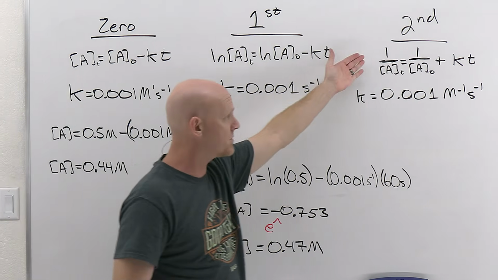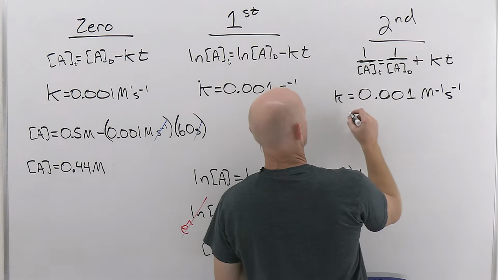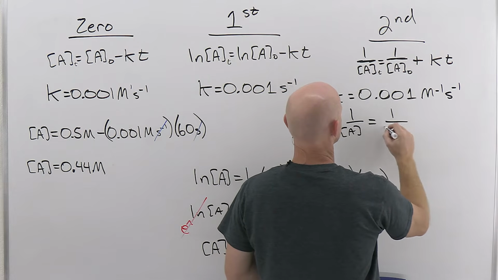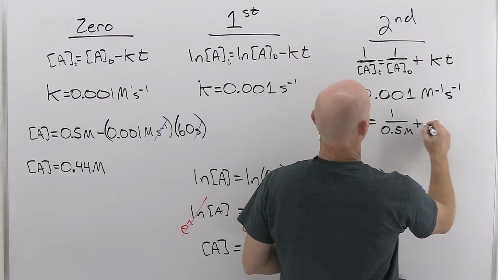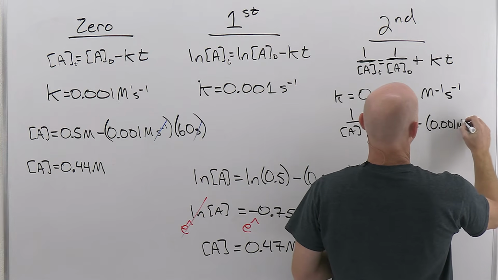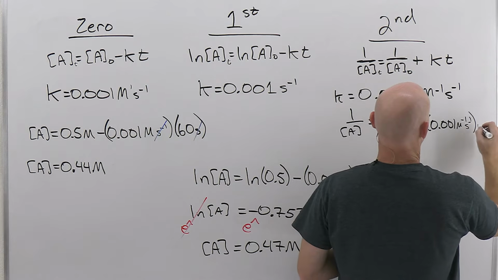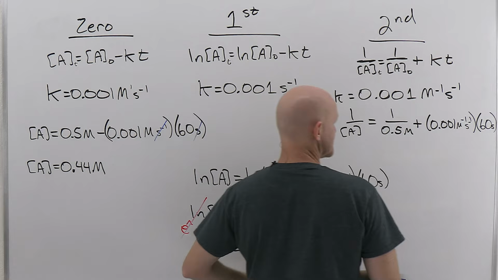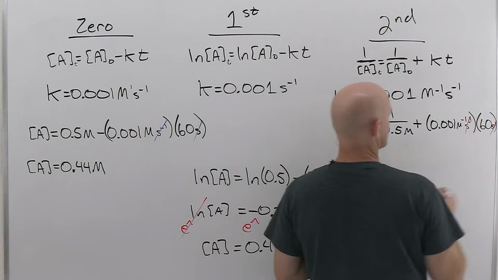All right, and finally, what if we were told it was second order? Well, then this would be the appropriate equation to use. And so we get 1 over concentration of A equals 1 over the initial concentration, plus K, which is 0.001, m to the minus 1, s to the minus 1, and once again times 60 seconds. And that way, once again, our s to the minus 1 and our seconds cancel.